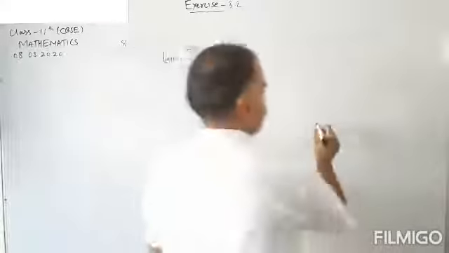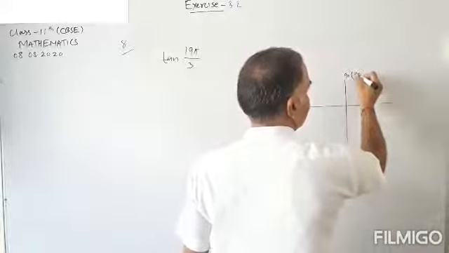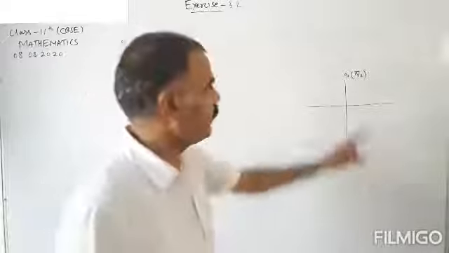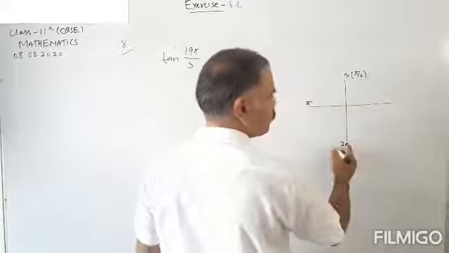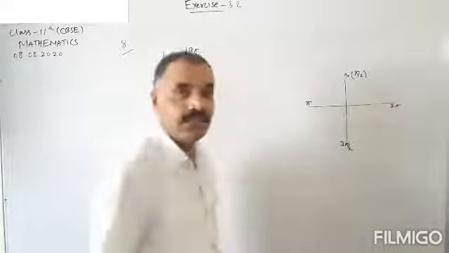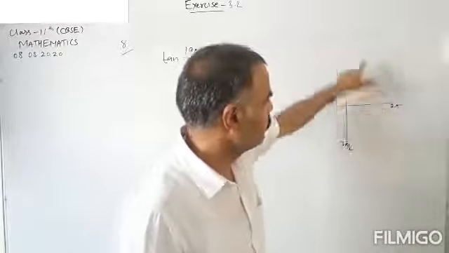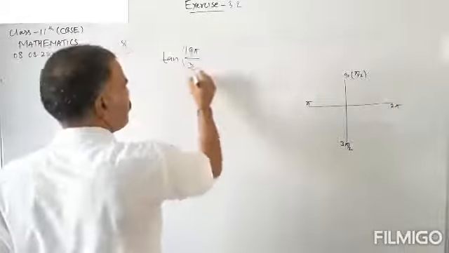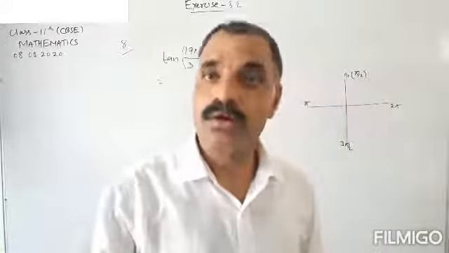Why? This is the quadrant. This is 90 degree, and 90 degree means pi by 2. Pi means 180, and 180 by 2 is 90. So this is pi by 2, and this is pi, 180. This is 3 pi by 2, 270. And this is 2 pi, that is 360. Then 2 pi, then again 4 pi, then again 6 pi. So now we will convert this 19 pi upon 3 into a multiple of pi or 2 pi.